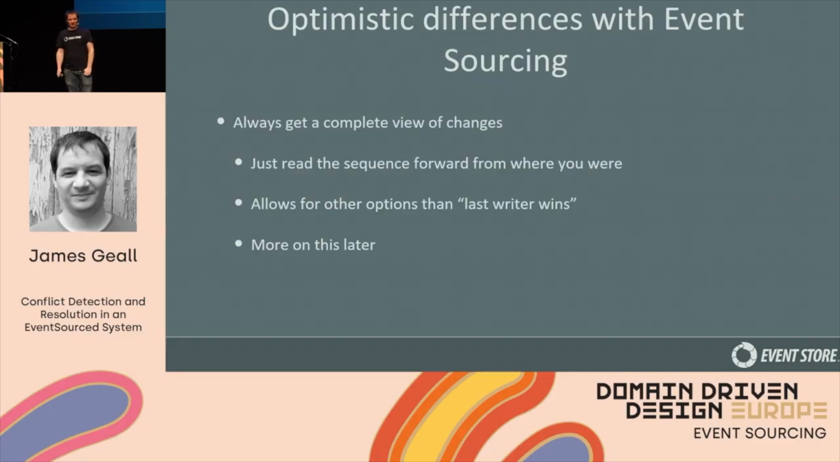Differences with optimistic concurrency in event sourcing. You always get a complete view of what changed, right? So when you do get a concurrency failure, if you want to know what's changed versus an RDBMS, you don't have to do all of this calculation. You can just say, well, I started there. In order to know what's changed, I just read forward to the end of the stream. That gives me a list of everything that changed. Yeah? That will allow us to do some more interesting things later.